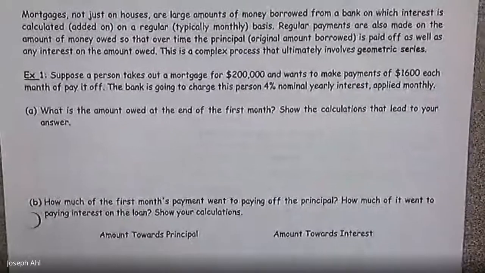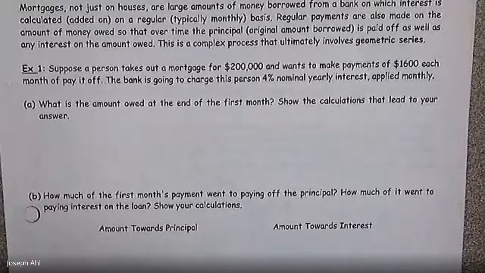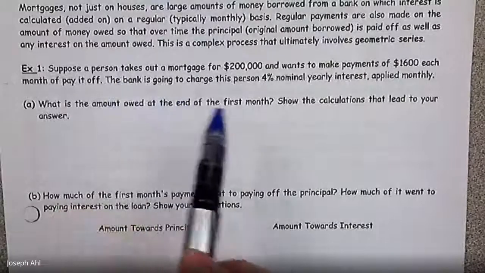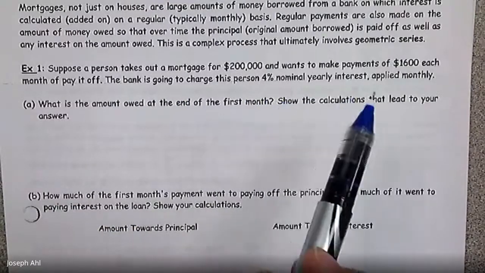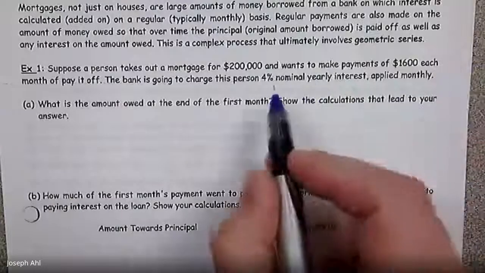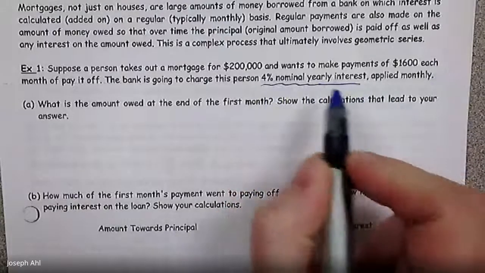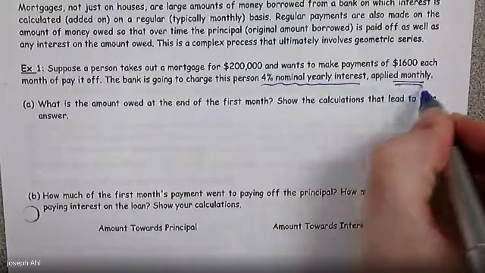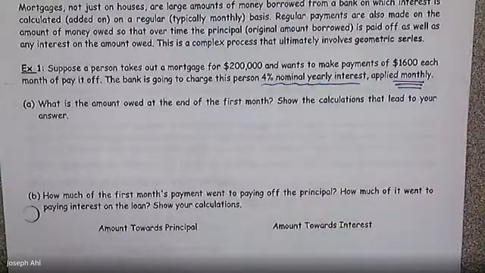So here's our first example. Suppose a person takes out a mortgage for $200,000 and wants to make payments of $1,600 each month to pay it off. The bank is going to charge this person 4% nominal yearly interest applied monthly. So that last statement there, the 4% interest is a yearly rate, but it's applied monthly. And that is a big deal in terms of the way that we calculate this in our payment formula. So the first part says, what is the amount owed at the end of the first month? Show the calculations that lead to your answer.